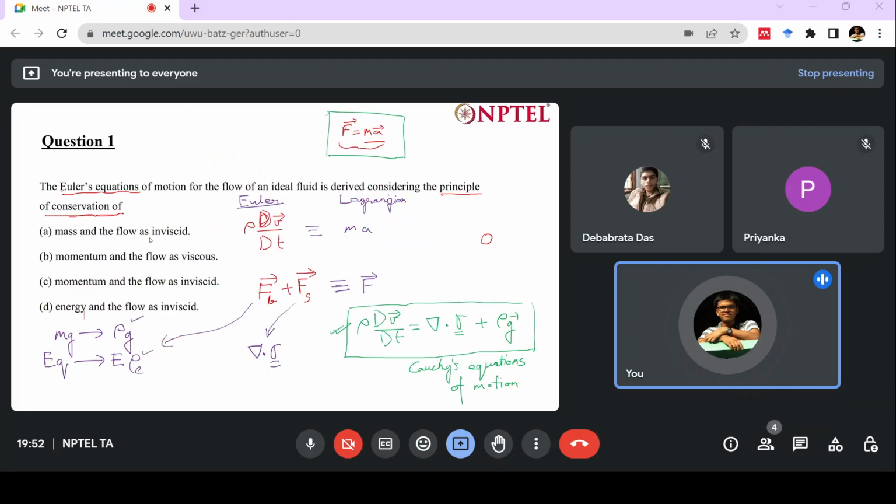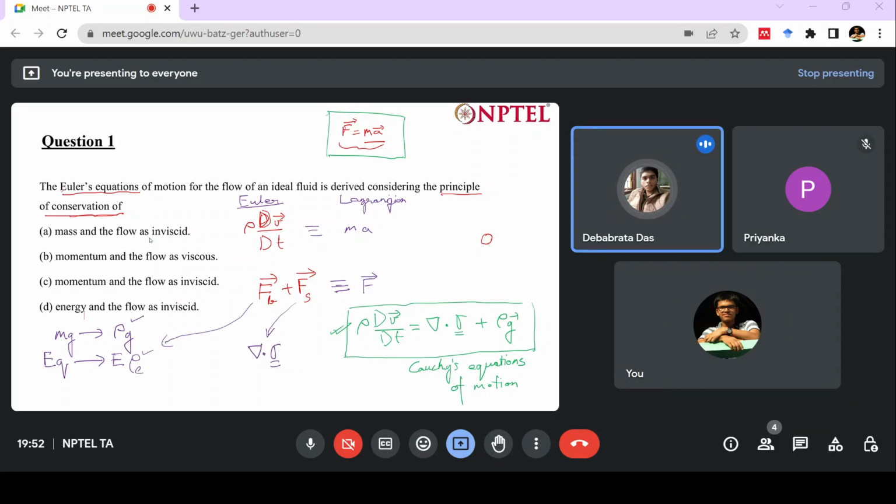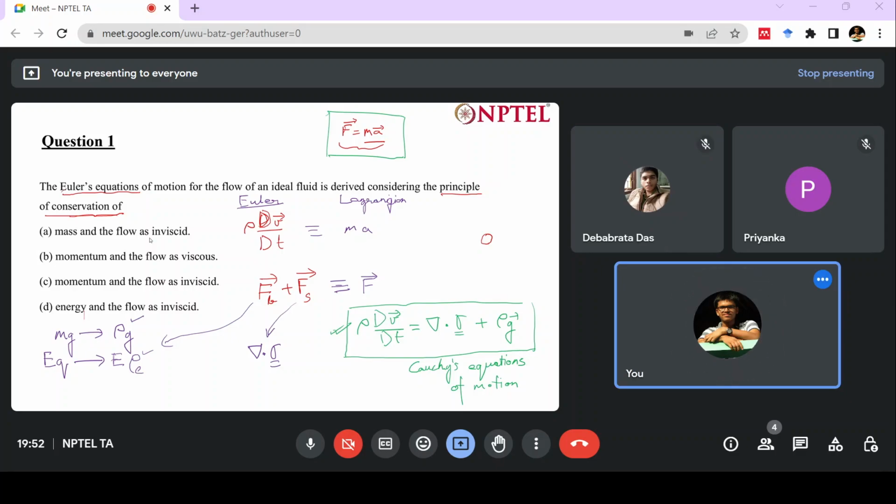So which one will be the answer to this particular question? Yes, the momentum, and the flow is inviscid. Yes, so it is momentum and the flow is inviscid.